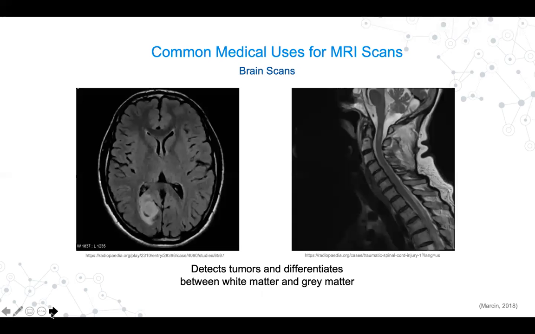The most common use for MRI scans is scanning the brain and the spinal cord. This is because the MRI is very efficient at differentiating between white matter and gray matter, which helps when detecting abnormalities within the brain, including tumors. Within the brain, MRIs can help detect aneurysms, strokes, tumors, and blood vessel issues. And within the spinal cord, it can help detect general spinal cord injuries and fractures.